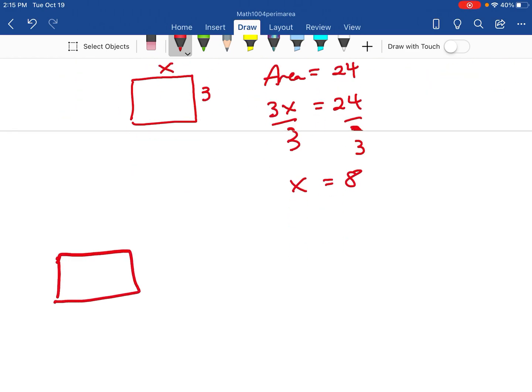So if one side of a rectangle is 4 and the area is, I don't know, we could make it 28. How long is the other side? 4 times something makes 28. What is that something? Well, that something is going to be 7. All right? So that's what you need to be able to do.